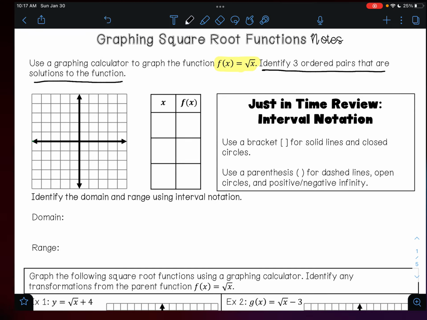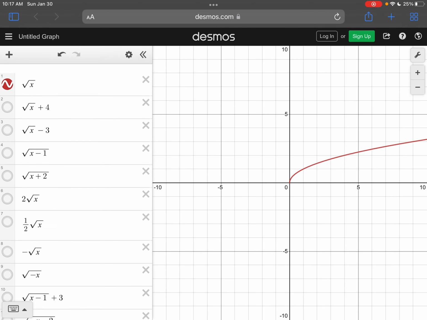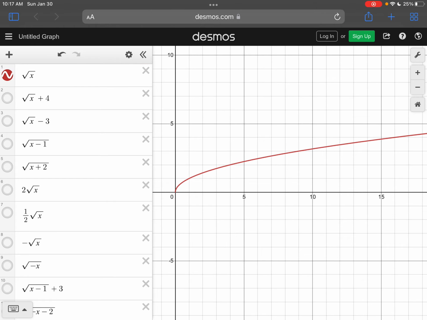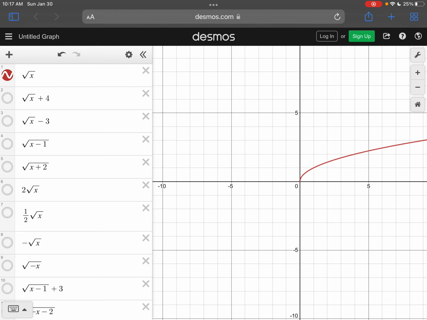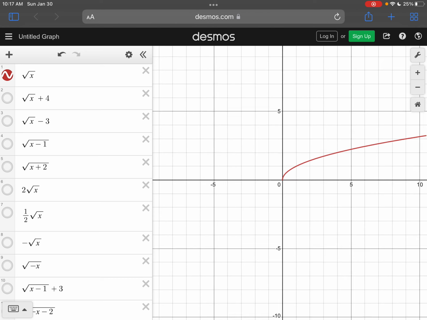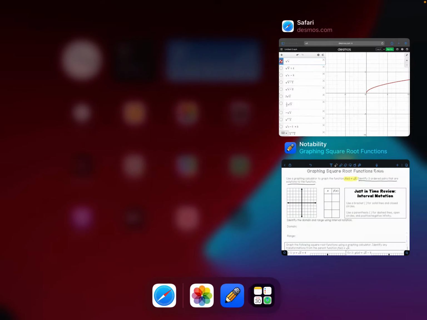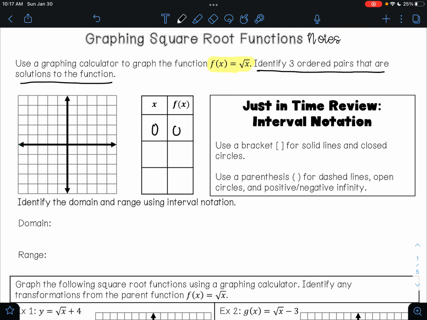So if I open up Desmos, you can see that I have right now showing the square root of x. It has a clear starting point, and then it continues on to the right forever. And if I scroll over here, you can see it just keeps going to the right forever. So when we go ahead and graph these, they're asking for 3 points. I'm just going to pick the first 3 points that are not decimals. So I'm going to pick 0, 0, 1, 1, and 4, 2. So I have 0, 0, 1, 1, and 4, 2.